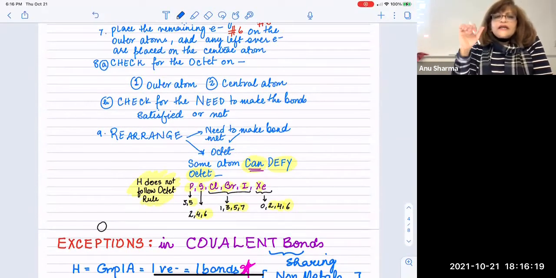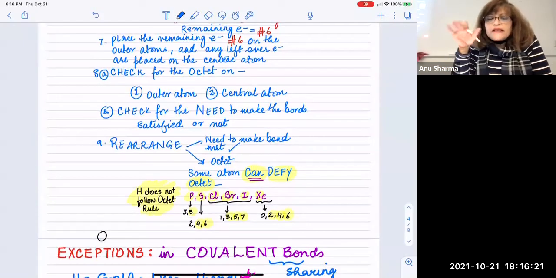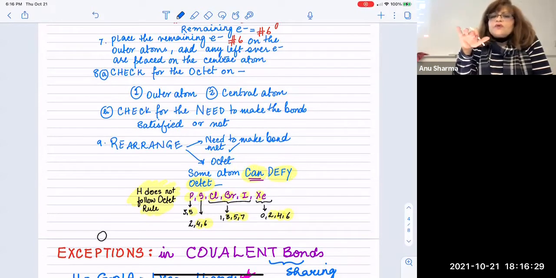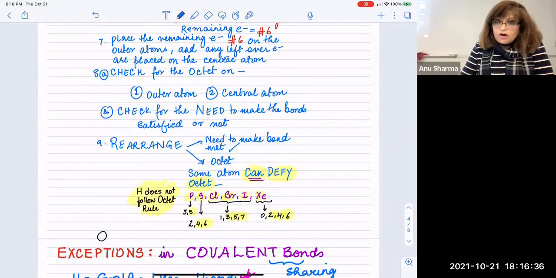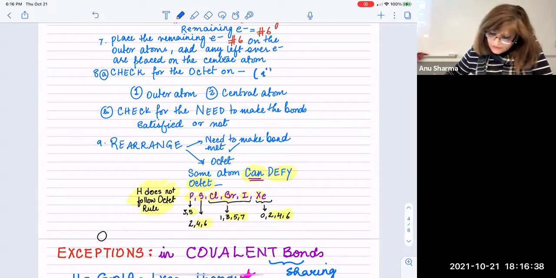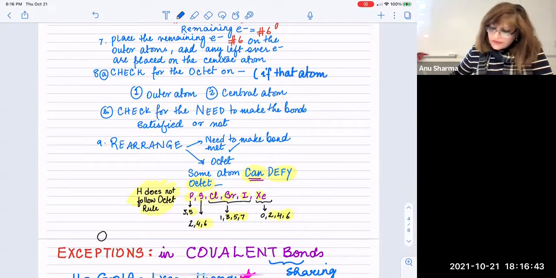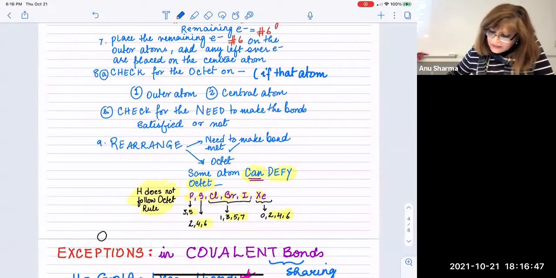Any leftover electrons are placed on the outer atoms first, to cover the octet. Then the remaining ones go on the central atom. And then you always have to check whether the octet of every atom is met, if that atom follows the octet rule. Remember, hydrogen doesn't follow, so you don't have to force an octet on it. Boron doesn't follow either.